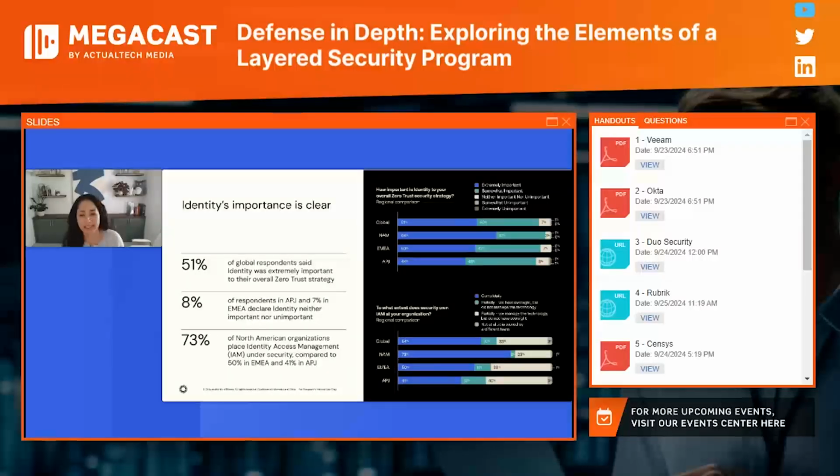And further validating that identity is becoming a more important player in the world of security and Zero Trust, in North America, the number of security teams that own identity access management is at 73%. EMEA is at 50%, and we're seeing a more dispersed spread in the APJ region.